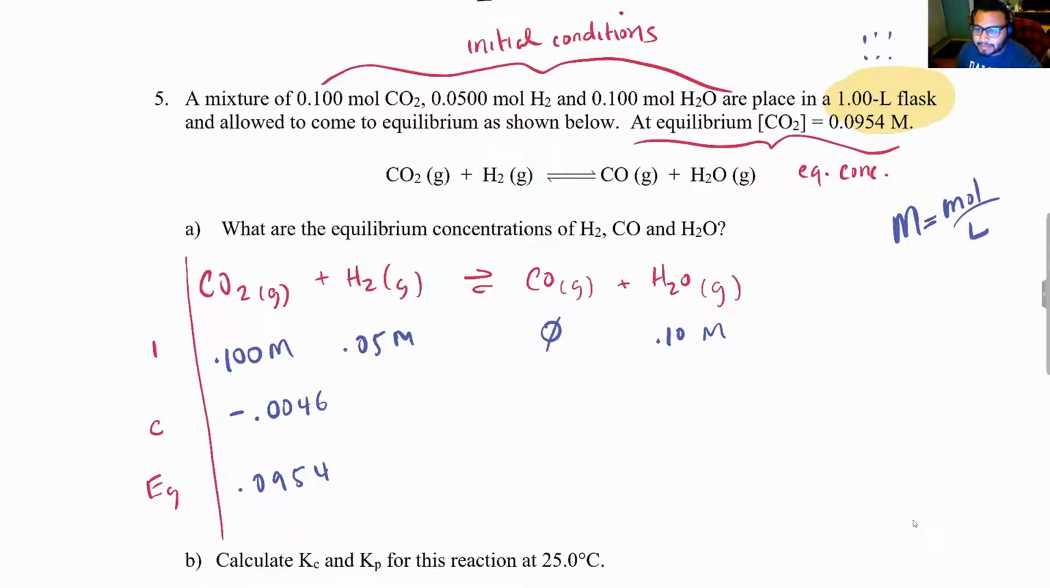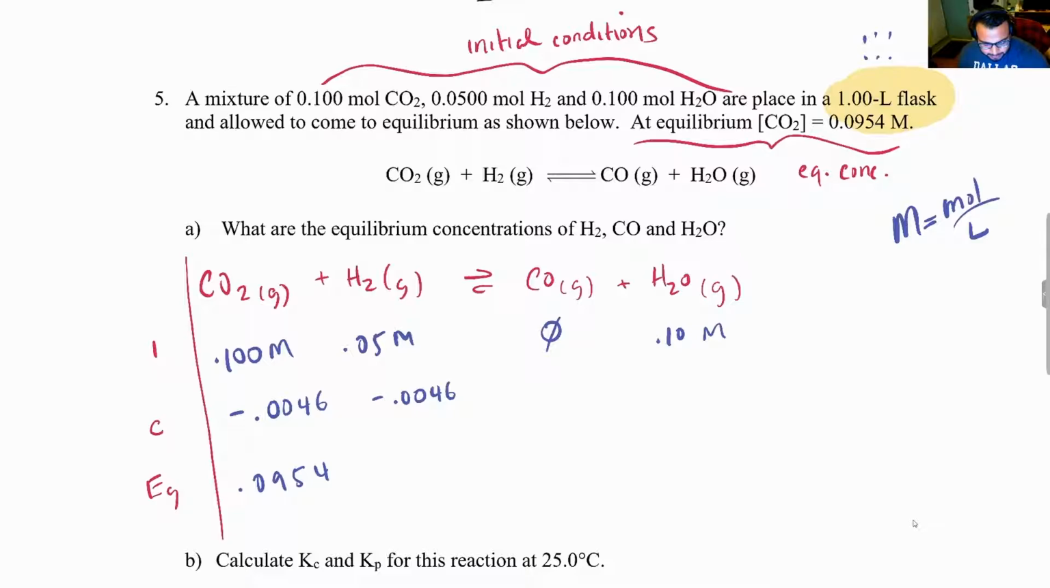Alrighty? The good thing is that since we've constructed ICE tables before, and since we know the change of one reactant, we can solve for the change of everything else in the reaction. So now we can solve for the changes of H2, CO, and H2O. Notice that H2 is a 1-to-1 ratio, so it's going to be negative 0.0046.